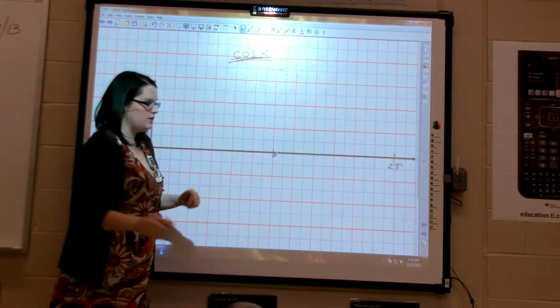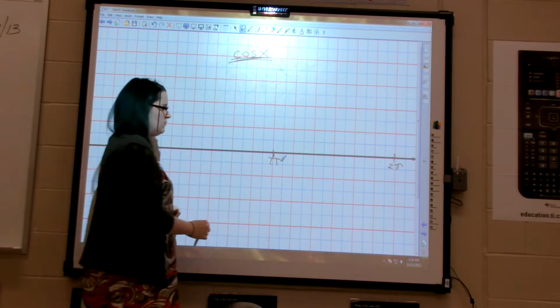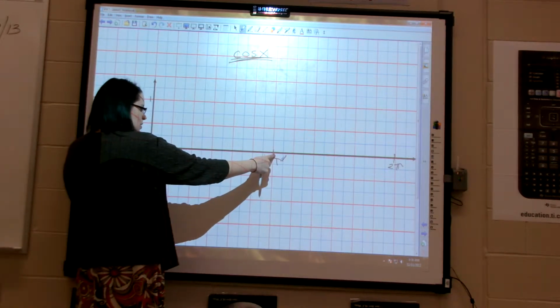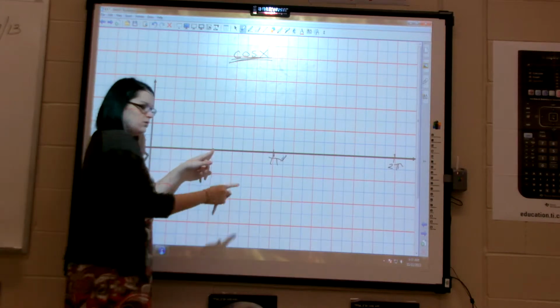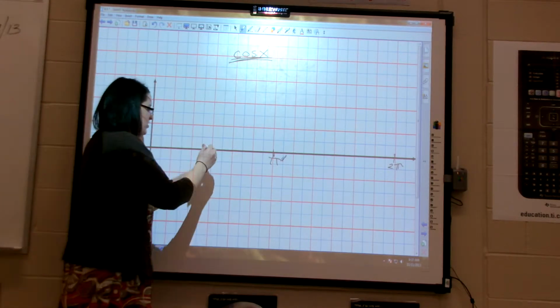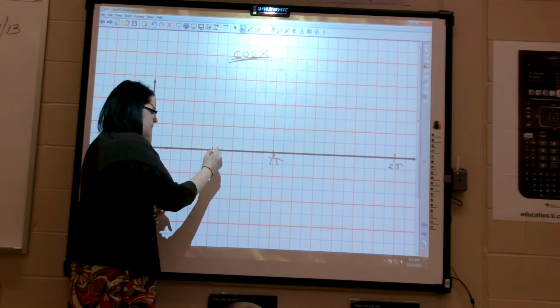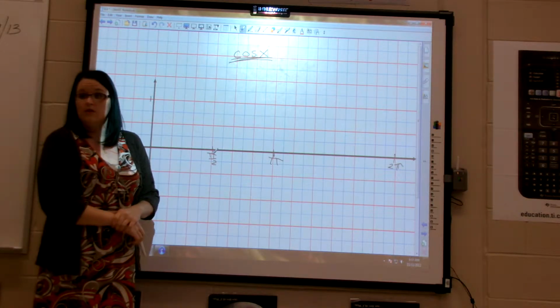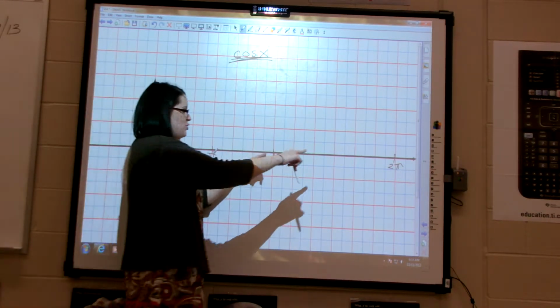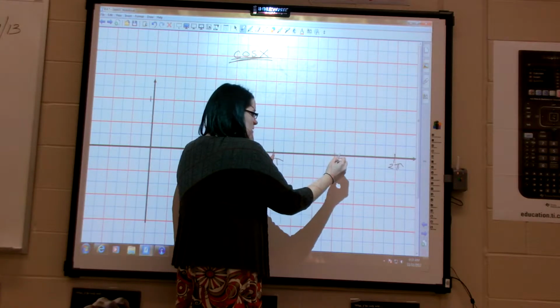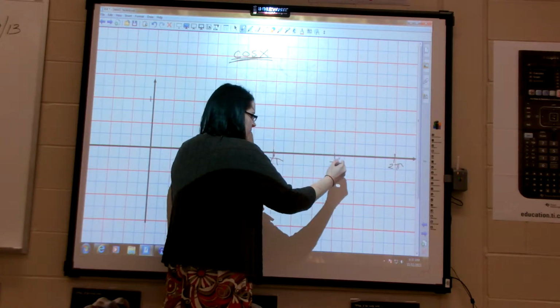Pi. What would be halfway in between 0 and pi? Pi over 2. It's just unit circle knowledge, right, guys? So it's 6. That's 6 squares. What's halfway between pi and 2 pi? 3 pi over 2.